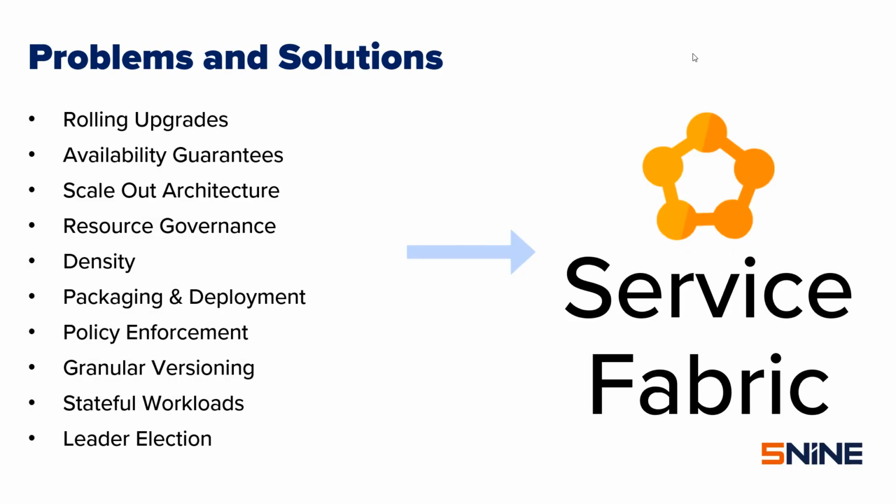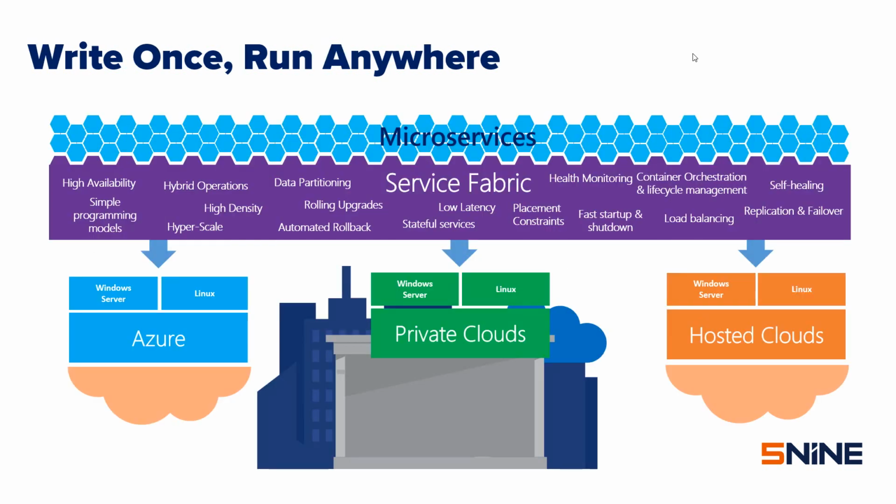So, problems and solutions. The typical problems with a monolithic app are rolling upgrades, availability guarantees, scale out infrastructure, resource governance, density, policy enforcement, granular versioning, and so on, as you can see on the screen. What really is the solution is Service Fabric, to solve all those problems. In a nutshell, you can write once and then run anywhere, whether you're running on Azure, or your own private cloud, or even a hosted cloud.